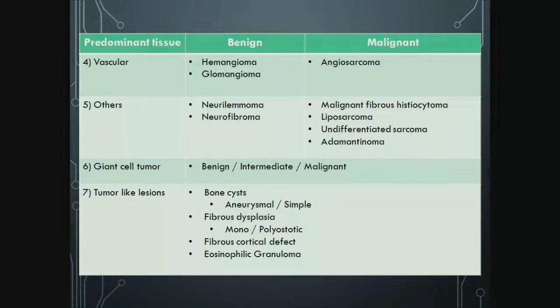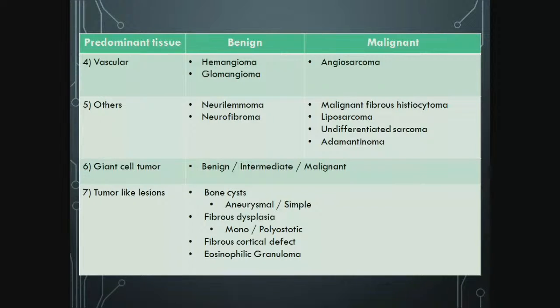Others are other than the bone, cartilage, the vascular tissues. We have others which arise from the nervous tissue, that is the neurilemoma and the neurofibroma. In the malignant ones, we have malignant fibrous histiocytoma, liposarcoma arising from the fat, undifferentiated sarcoma arising from soft tissue, and adamantinoma. Giant cell tumor per se is a benign tumor but cannot be classified into a bone forming or a cartilage forming tumor. It is mostly a lytic lesion. It may be benign, intermediate, or malignant. We will come to the details of giant cell tumor further on.